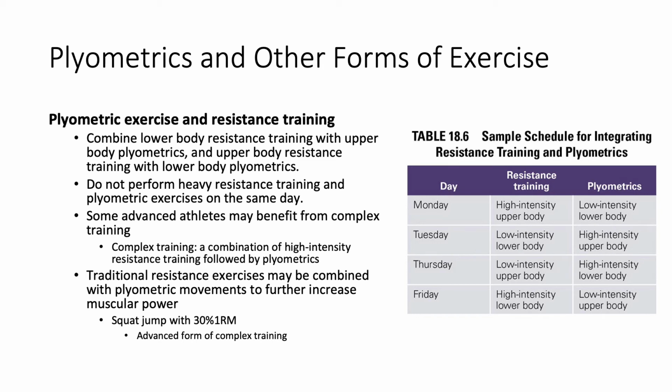You can also combine traditional resistance exercise with plyometric movements to further increase muscular power. For instance, you can have the athlete perform a squat jump with 30% 1RM as an external resistance, which further increases performance. This is an advanced form of complex training that is appropriate only for athletes who have previously participated in a high-intensity plyometric training program.